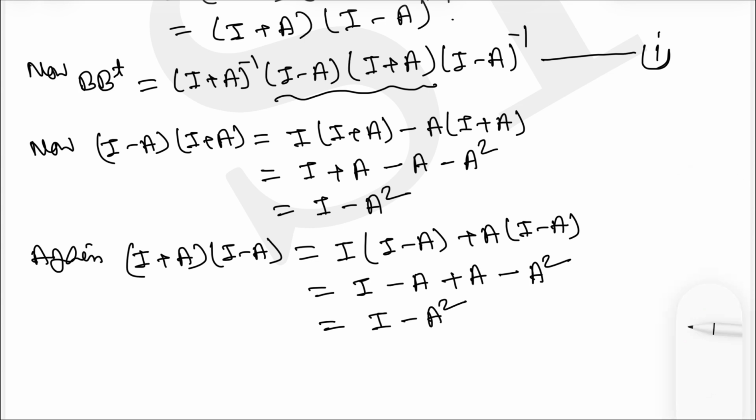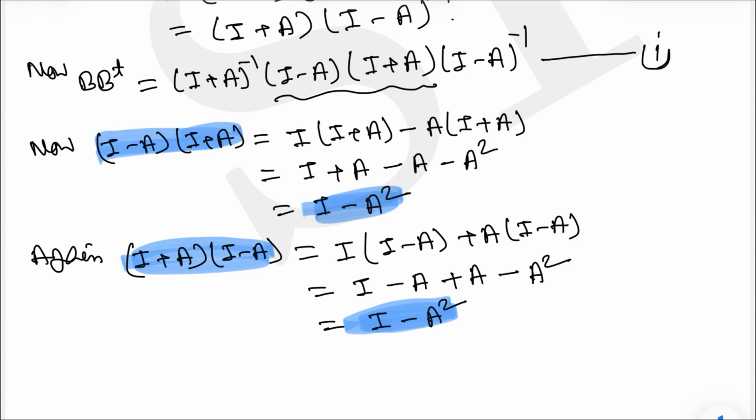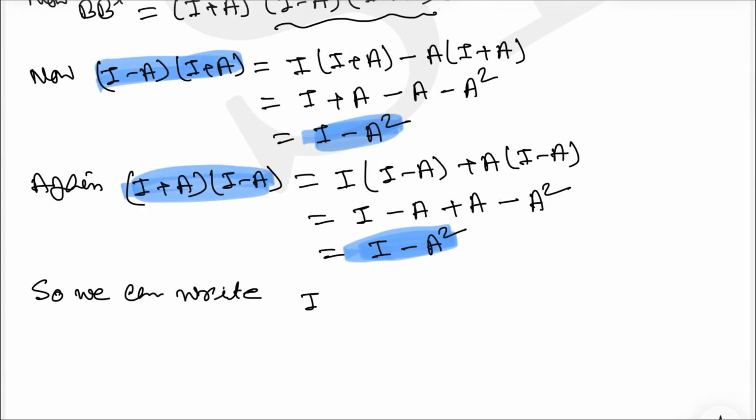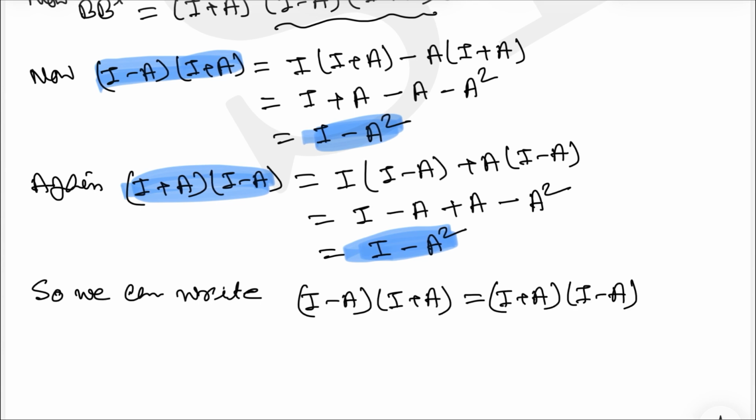Now look here. (I minus A) into (I plus A) is equal to I minus A squared, and again (I plus A) into (I minus A) is equal to I minus A squared. Okay, they both are the same. Therefore from here we can write (I minus A) into (I plus A) is equal to (I plus A) into (I minus A).